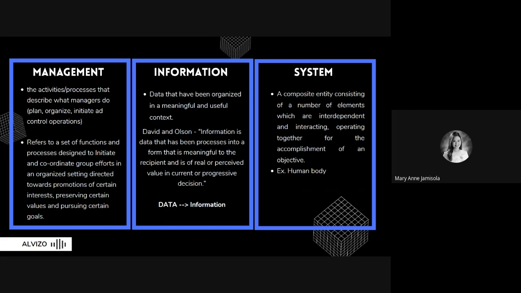Next element is information. Information is data that have been organized into a meaningful and useful context. It has been defined by Davis and Olson as data that has been processed into a form that is meaningful. The keyword here is meaningful, meaningful to the recipient and of real or perceived value in current or progressive decisions.